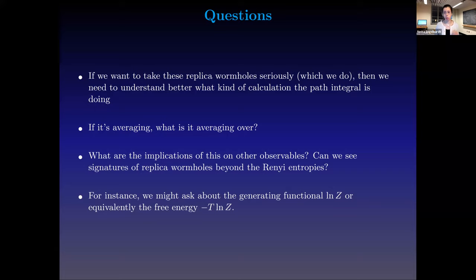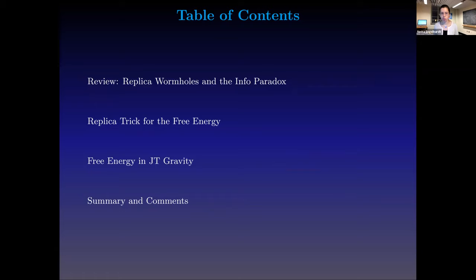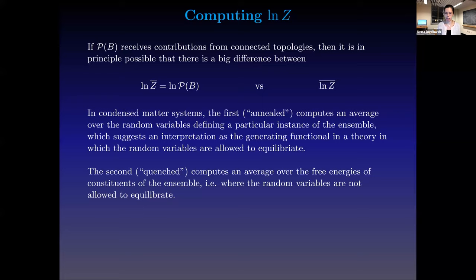So for instance, we might ask whether something primitive like the generating functional log Z, or the free energy, minus T log Z, is sensitive to these contributions from the replica wormholes, if this nature of the gravitational path integral that we don't understand is impacting those other observables. And so finally, this leads me to bullet two, which is the replica trick for the free energy. So let's talk about computing log Z. I'm going to use free energy and log Z interchangeably. I guess I could say the generating functional, but it really doesn't matter.